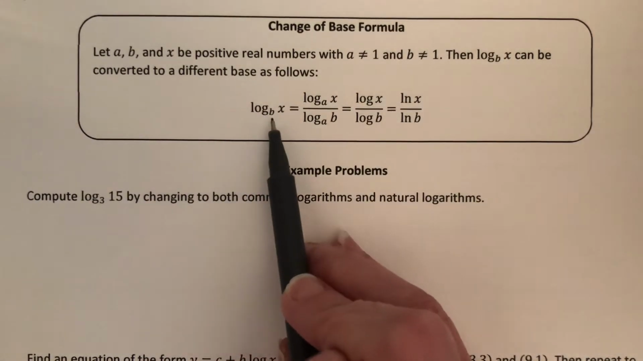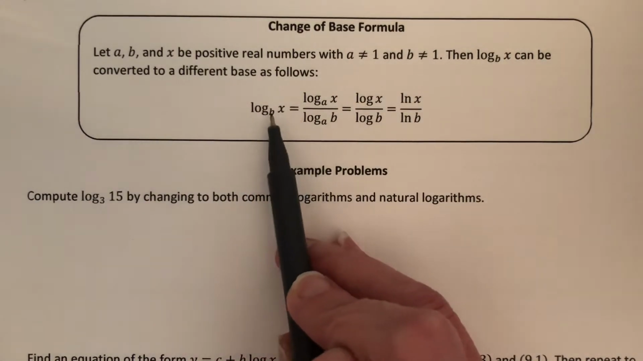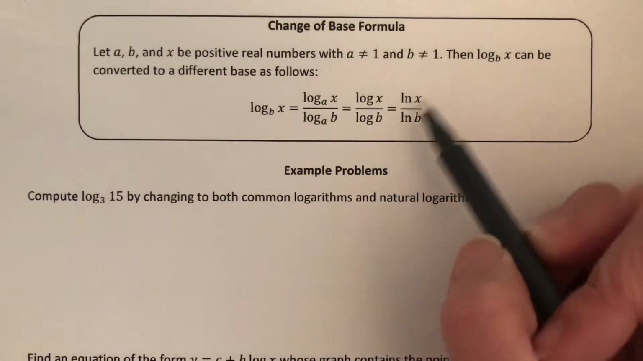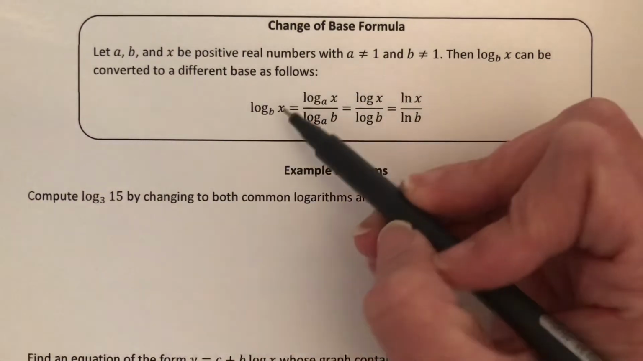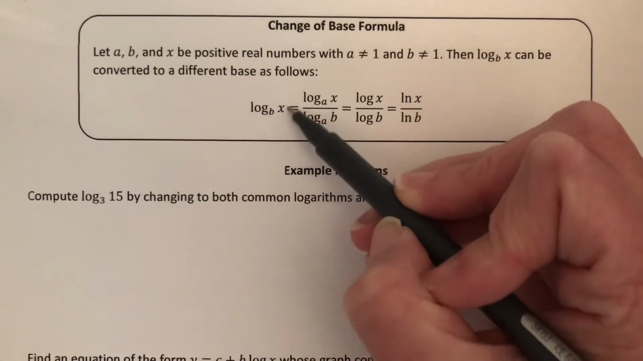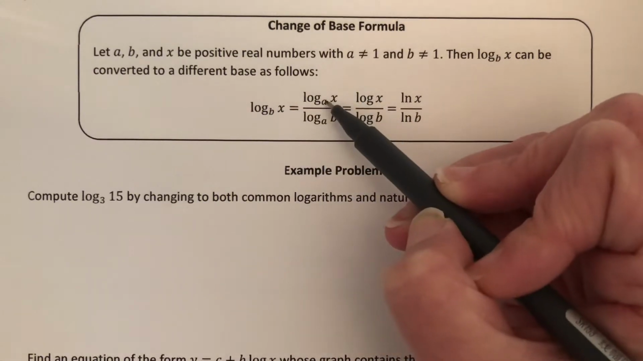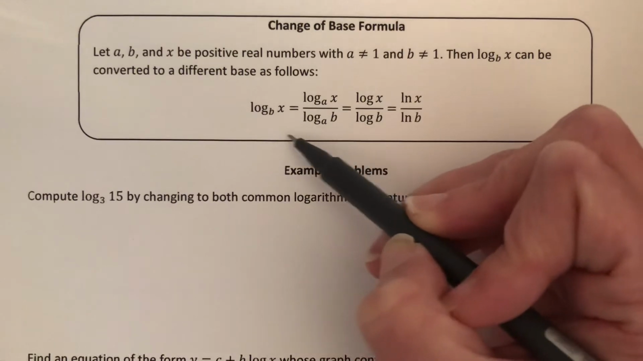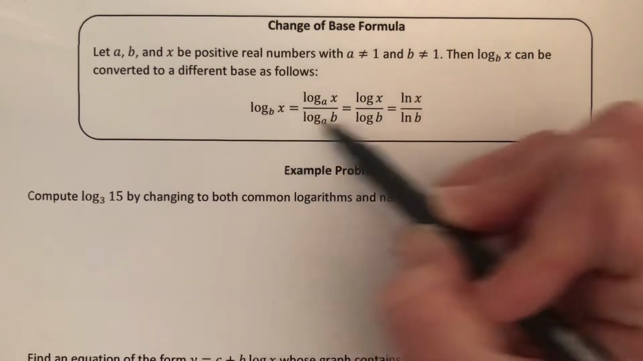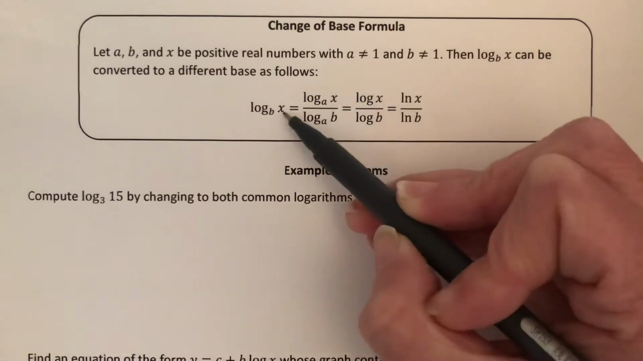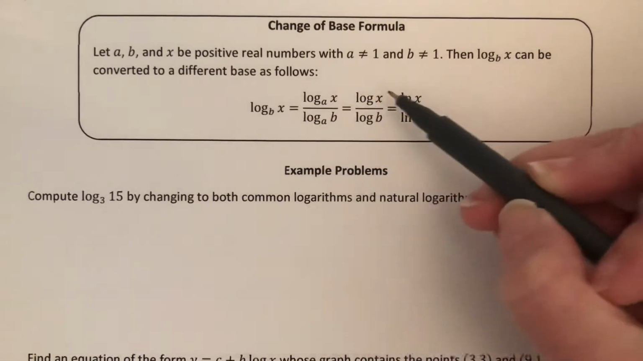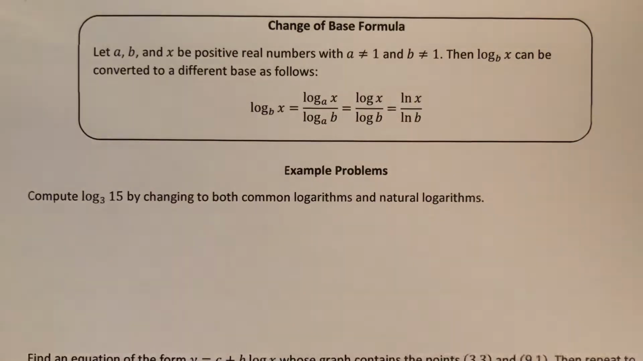If you have log base b of x, you can convert it to any other base of log by simply taking the log of your argument with the new base and dividing it by the log of your base here. So if I went to log base a, I'd have the argument up top and the base on the bottom, or common log or natural log, and it does not matter.